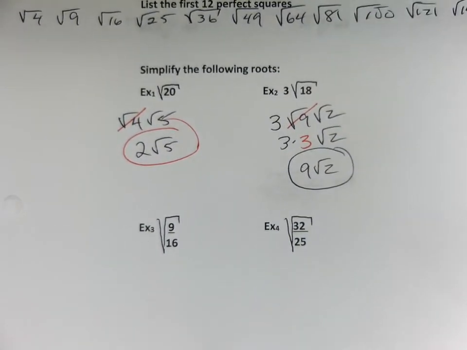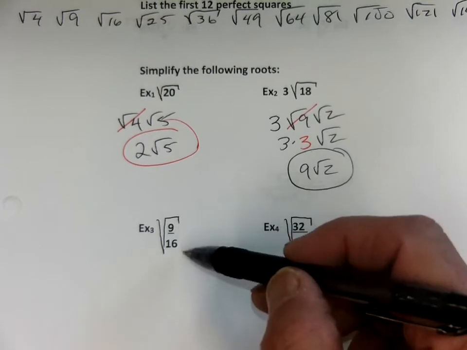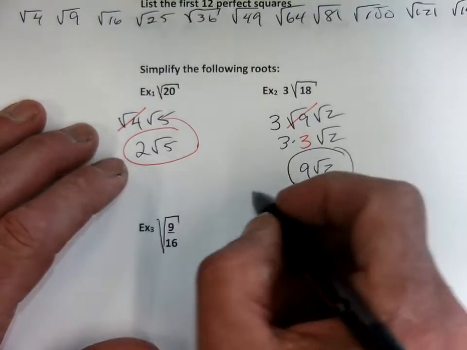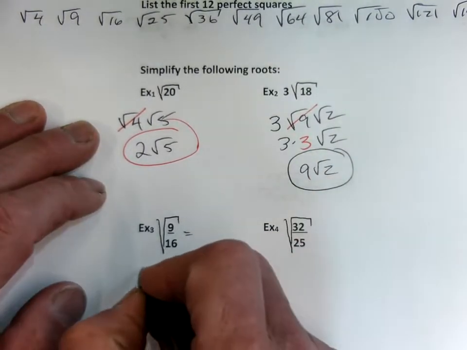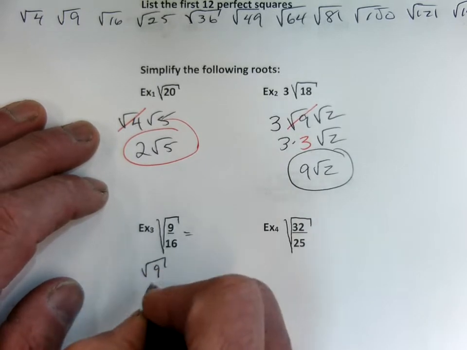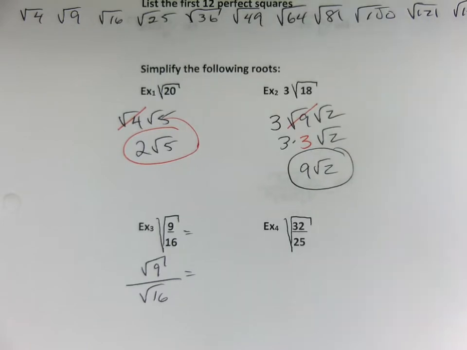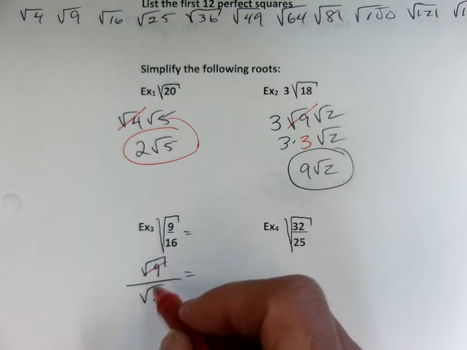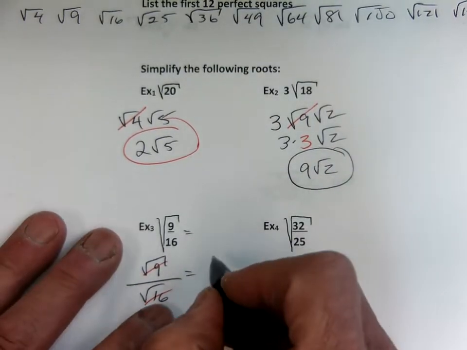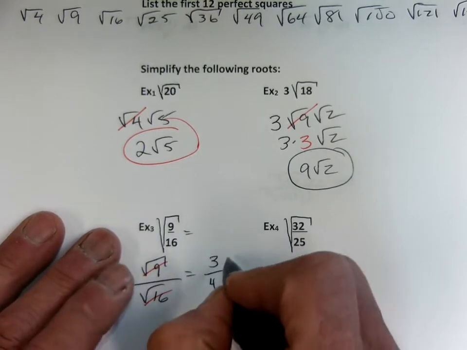Okay, number 3. They are both perfect squares, aren't they? So I'm not going to make it hard. I'm just going to think of it as 2 different problems: the square root of 9 over the square root of 16, which is kind of sweet because I know the square root of 9 is just 3, and the square root of 16 is just 4. How's that?